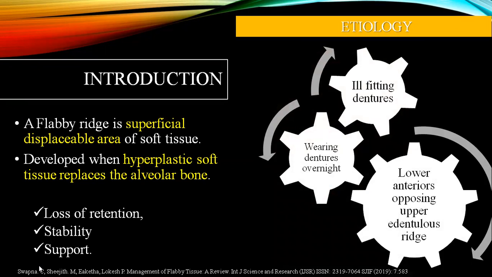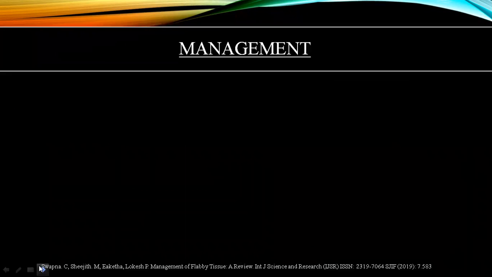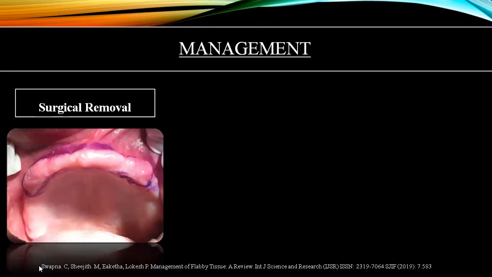There are three main approaches to manage a flabby or displaceable ridge. First is surgical removal, which is indicated for pendulous ridges that interfere with the dental stability. This technique can be considered only if there are no systemic complications. It is contraindicated if there is little or no alveolar bone. Also, retention of the prosthesis is adversely affected by the significant loss of vestibular depth that aids in border seal.